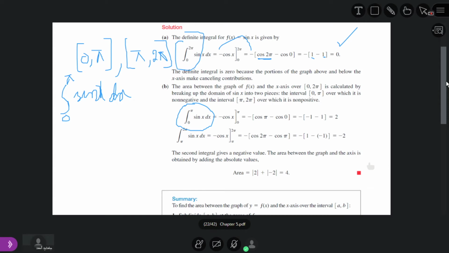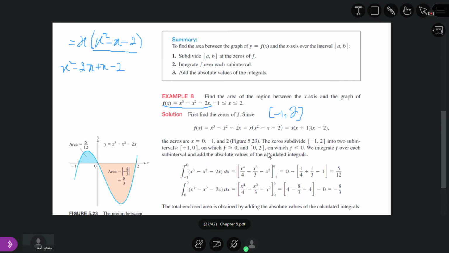Now if we take x as a common factor from the function, we get x square minus x minus 2. By the factorization method, we solve x square minus x minus 2: x square minus 2x plus x minus 2, so this is the same, x square minus x minus 2.